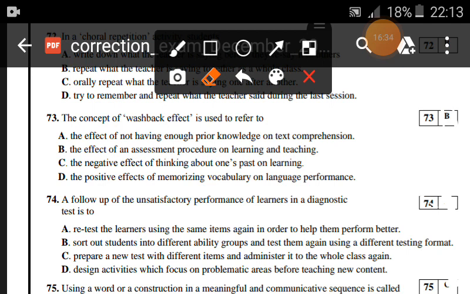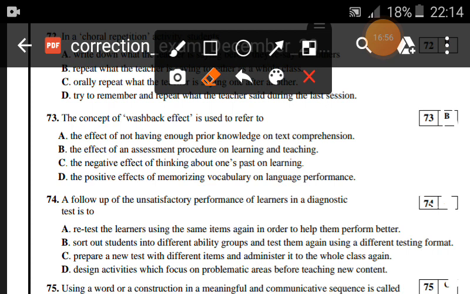What is a pushback effect? It's related to assessment. When the teacher gives students an assessment or a test, after that he will see if his teaching strategy is good, because if all the students get a good mark, he will understand that his strategy is very good. Also for students, if they get a good mark, they will understand that they are working very hard. If not, they will try to correct their problems.